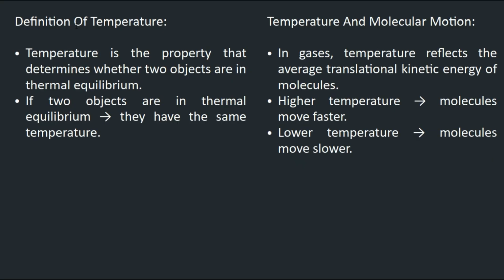Definition of temperature. You are able to define temperature. Temperature is the property that determines whether two objects are in thermal equilibrium. So we have defined the idea of thermal equilibrium, and using that, we are defining temperature. The starting point is thermal equilibrium. If two objects are in thermal equilibrium, they are said to have the same temperature. Does it make sense?